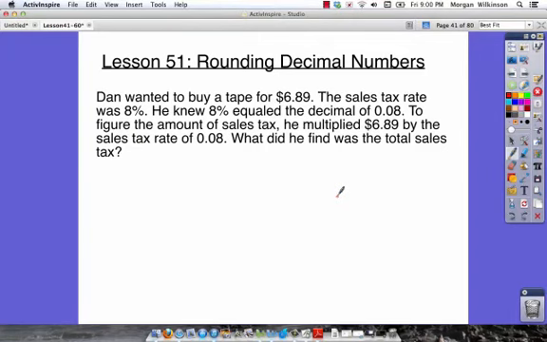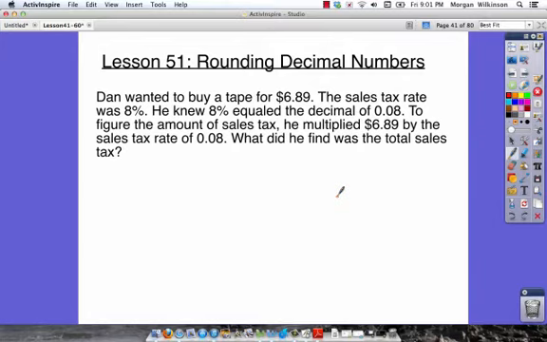Lesson 51 is about rounding decimal numbers, and the first problem that we have is a word problem. Follow along carefully as I read aloud. Dan wanted to buy a tape for $6.89. The sales tax rate was 8%. He knew 8% equaled the decimal 0.08. To figure the amount of sales tax, he multiplied $6.89 by the sales tax rate of 0.08. What did he find was the total sales tax?